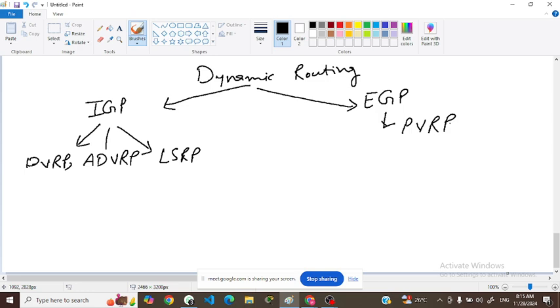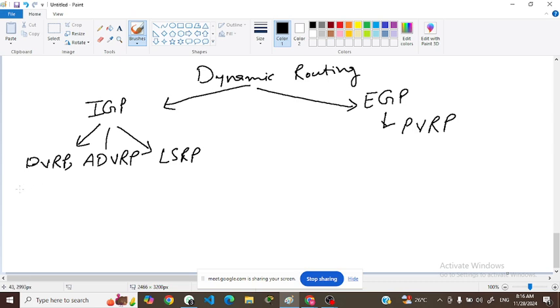These protocols are different from dynamic routing. No, no. IGP is a kind of dynamic routing, and EGP is a kind of dynamic routing. And we are using EIGRP, RIP, OSPF. They have their own properties. On the basis of their own properties, we define this distance vector routing protocol.